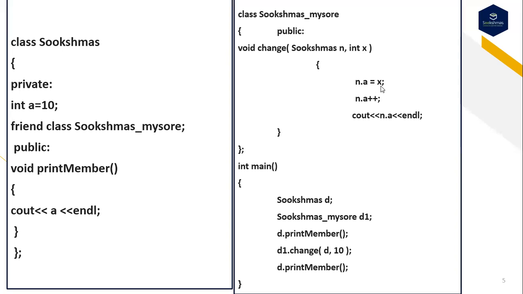Then after that, whatever the value stored in x, with the help of an object I'm trying to access the variable called a. Because of the friend class, whatever the value stored in x will be assigned to a. Then after that, a value gets incremented by 1. Then I'm trying to display the value of a. When the control comes out, again I'm calling the print member function. This is the overall concept. And what are the options?